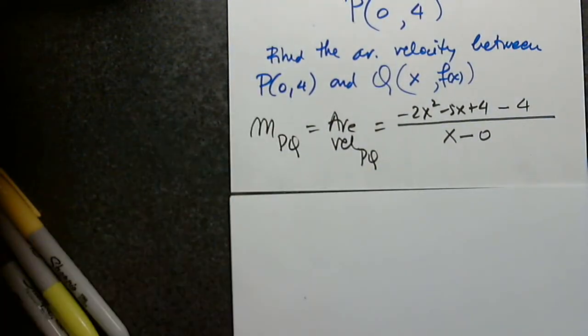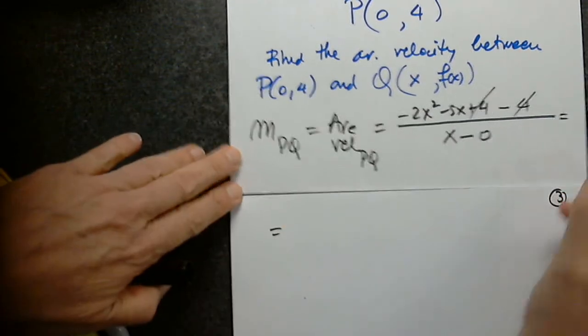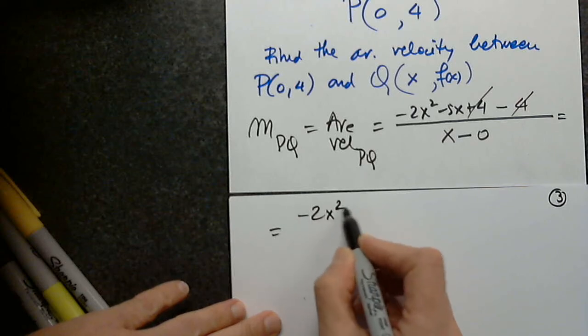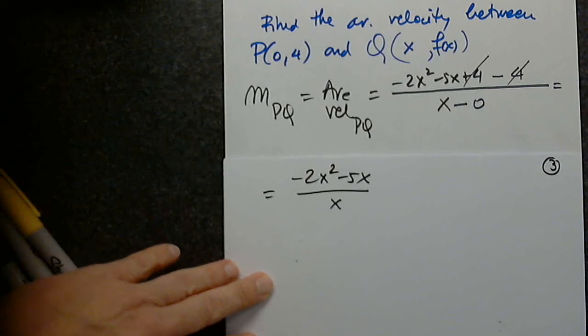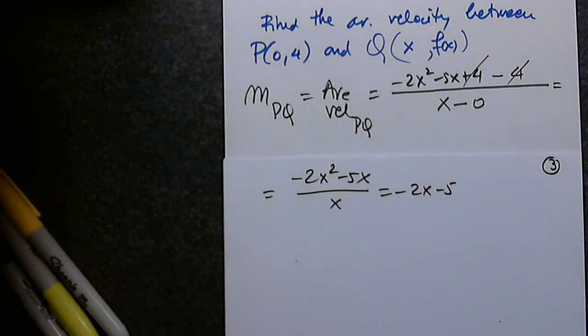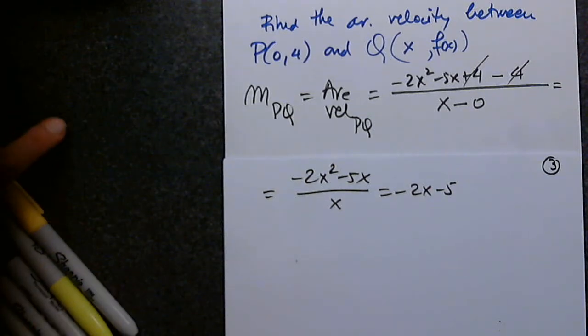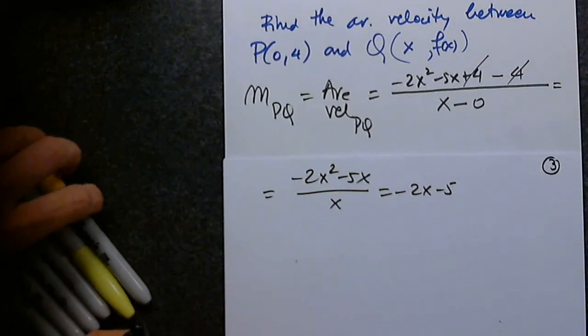So I notice that 4 and negative 4 go away. So the average velocity becomes negative 2x squared minus 5x divided by x. Can you take away the x? I will. So negative 2x minus 5. Very good. So it turns out that the average velocity between P and Q is negative 2x minus 5.